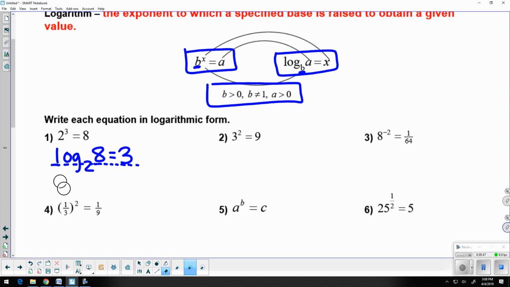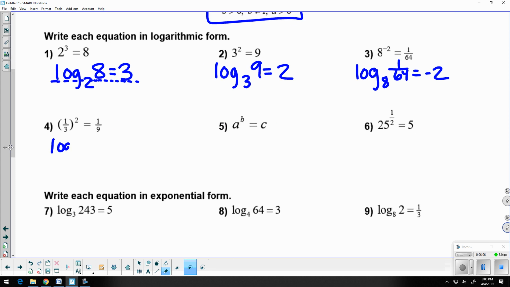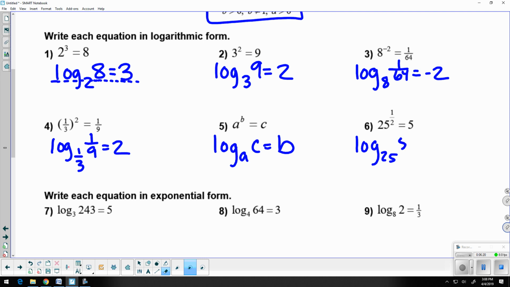For the next one, as a logarithm, 3 squared is 9. Again, that's a true statement. This would be log base 3 of 9, and that equals 2. This would be log base 8 of 1/64 equals negative 2. The next one would be log base 1/3 of 1/9, and this equals 2. This would be log base A of C, that equals B. This would be log base 25 of 5, and this equals 1/2. Pretty easy, not too bad.